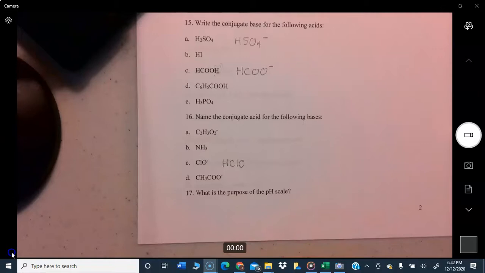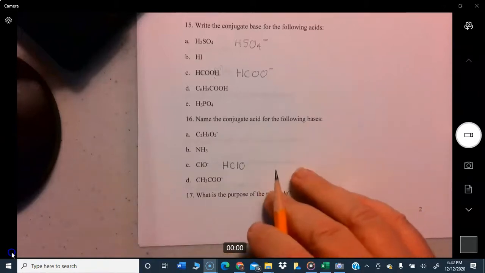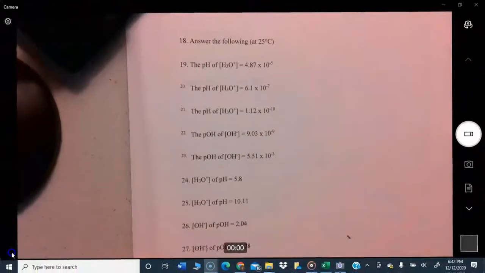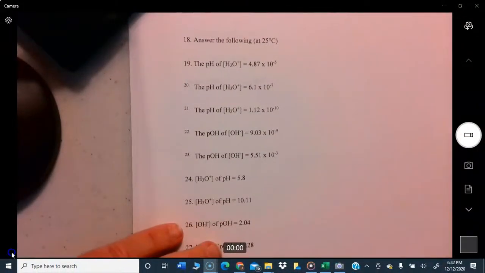What's the purpose of the pH scale? That's in the video, so please watch the video and answer these questions as you do that. All right, answer the following at 25 degrees centigrade. Some of them you can do with calculation.